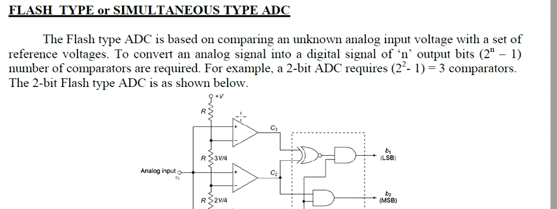Okay, suppose for the input voltage for comparison, 0 is less than Vi, and Vi is less than V by 4. So what will be the output of this comparator?